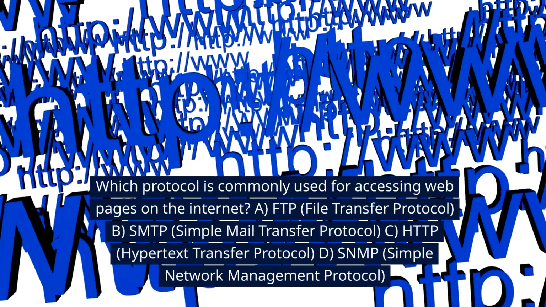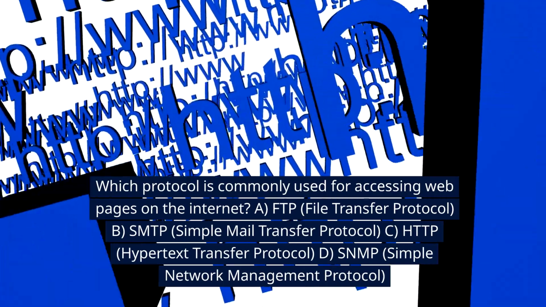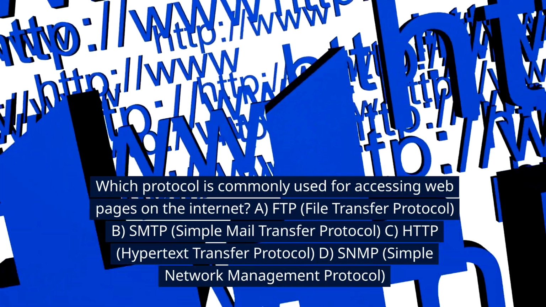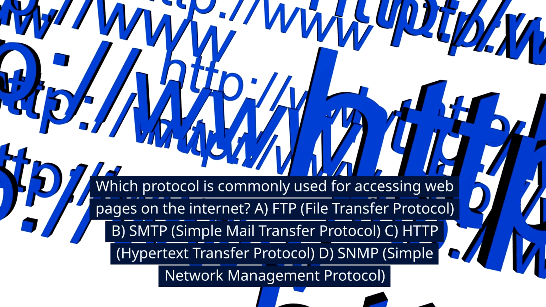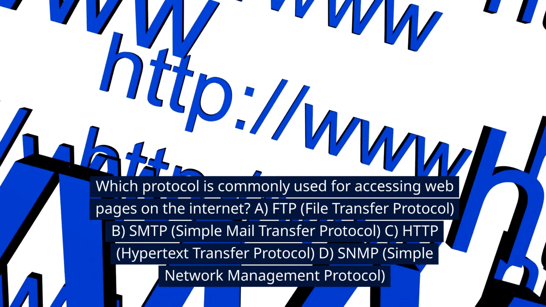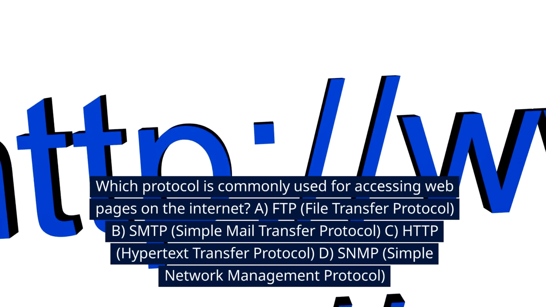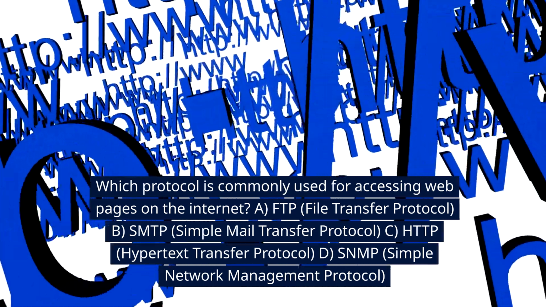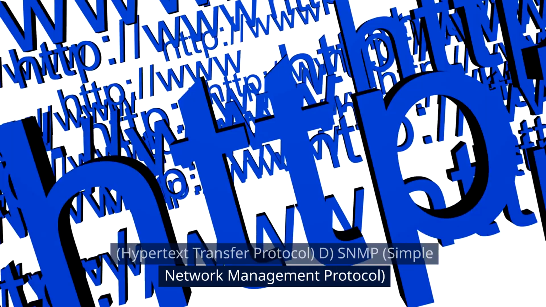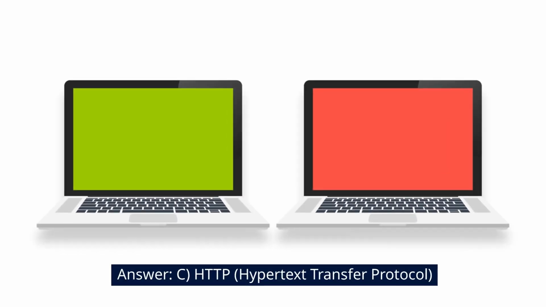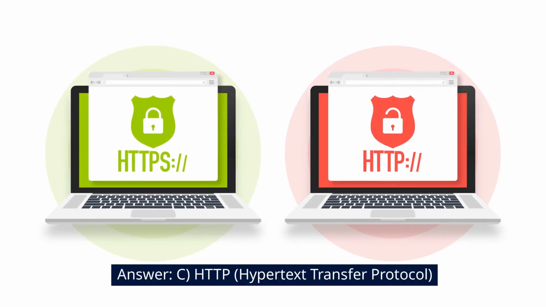Which protocol is commonly used for accessing web pages on the Internet? A. FTP, File Transfer Protocol. B. SMTP, Simple Mail Transfer Protocol. C. HTTP, Hypertext Transfer Protocol. D. SNMP, Simple Network Management Protocol. Answer: C. HTTP, Hypertext Transfer Protocol.